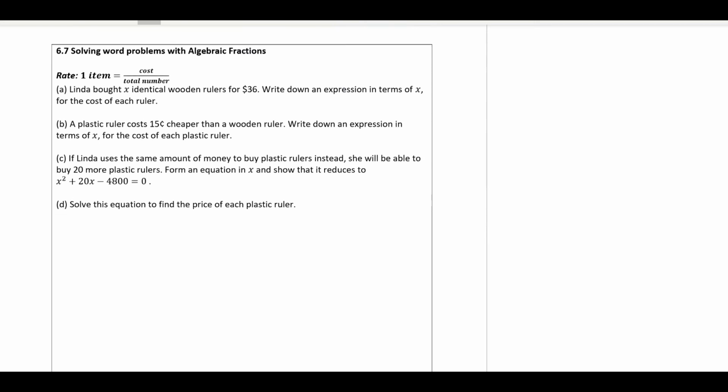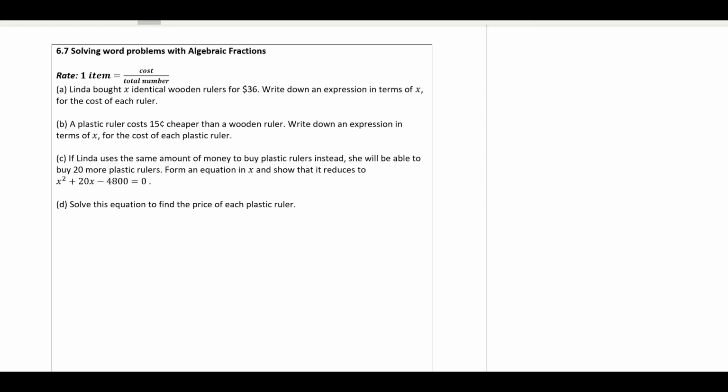In this next part, they're solving word problems with algebraic fractions, and I will go through the few common ones that always come out. First, to find the rate of one item. Rate means how much it is per item. So the one item cost is the total cost divided by the total number of things that you buy.